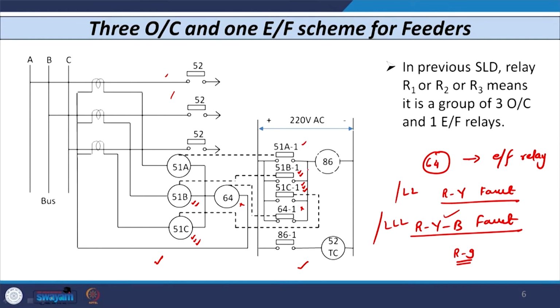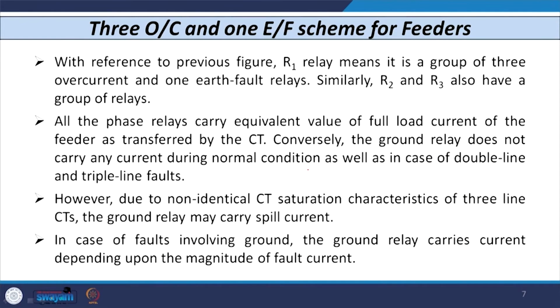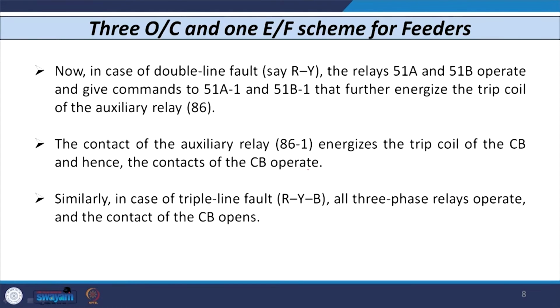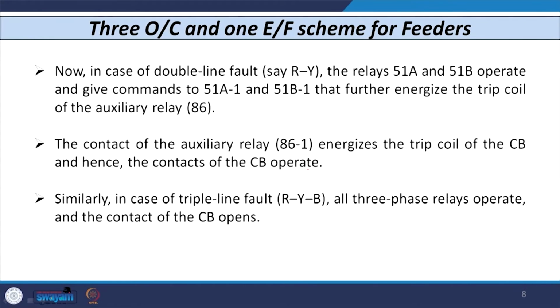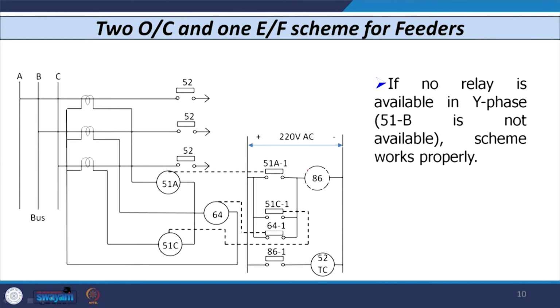So, in each case, each relay that operates is responsible for the operation for one particular type of fault. Now, sometimes it may be possible that in this circuit, let us say I have removed 1 unit, then this scheme becomes the 2 overcurrent and 1 earth fault scheme.